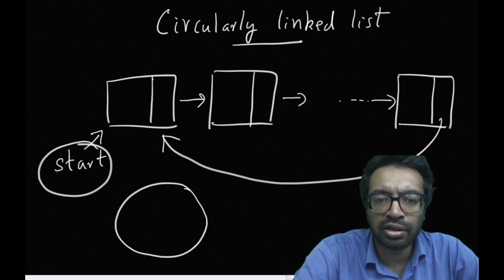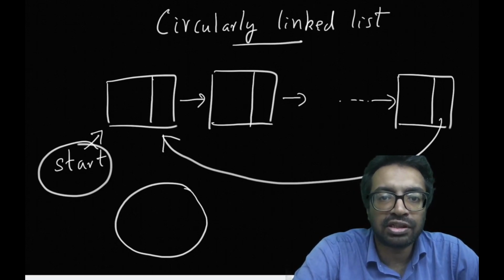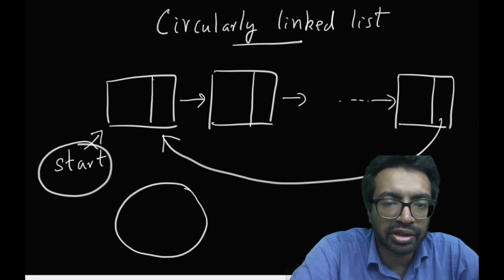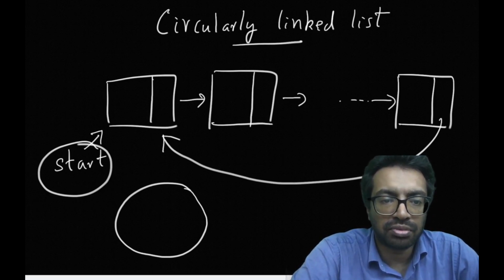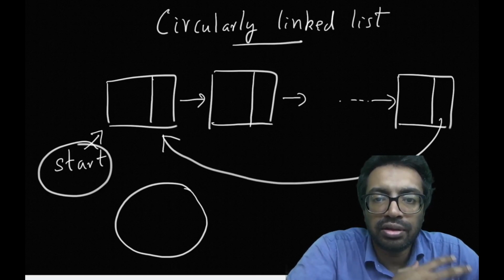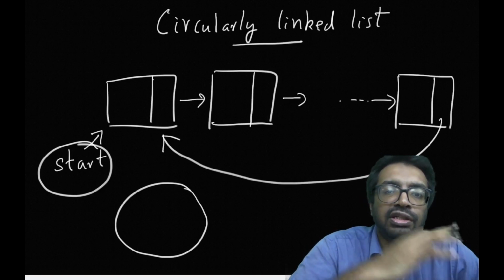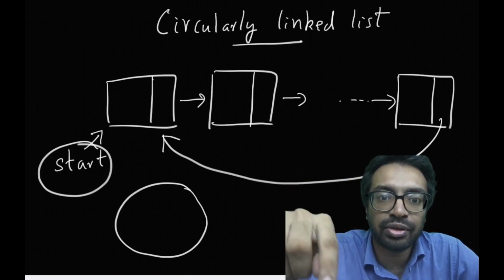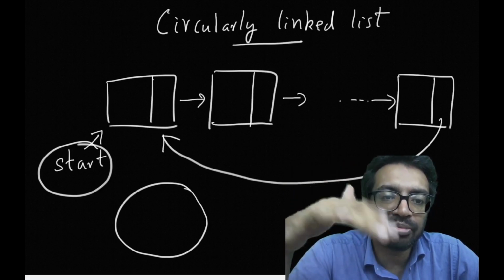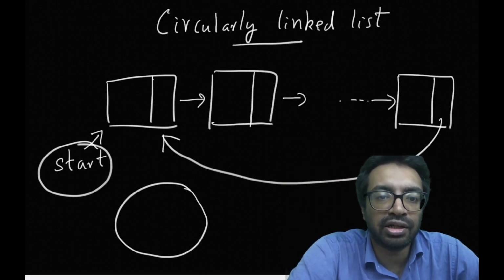Before we finish, here is one application of a circularly linked list which you might have seen already. This is, for example, a playlist in your mobile phone, an audio playlist, where the list repeats after you have finished listening to all the songs in the list. It goes back to the first song in your list and starts playing that again. So that's a circularly linked list.